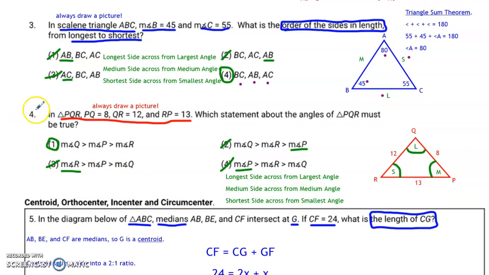I went backwards with number 4, but I can still do that. PQR tells me that PQ is equal to 8. That means it's the shortest side. QR is equal to 12. That means it's the medium side. And RP is 13. That's the longest side or the largest side.